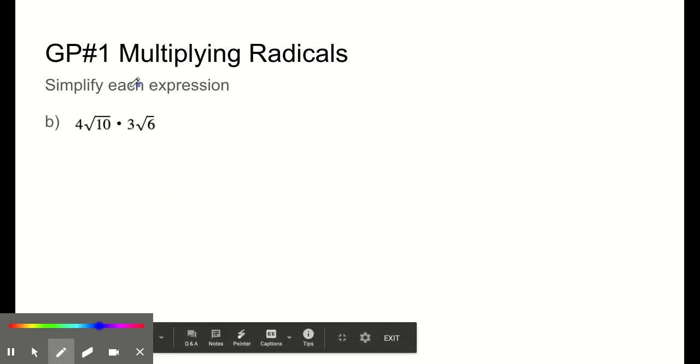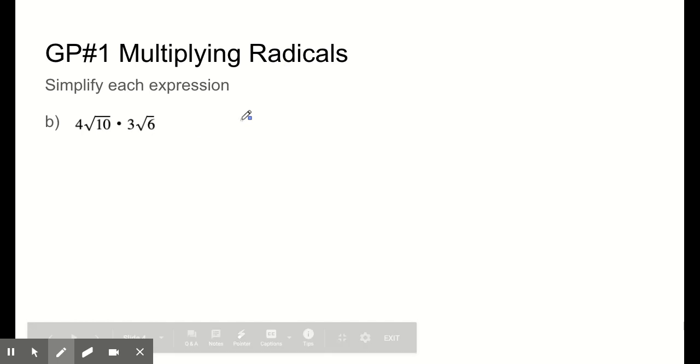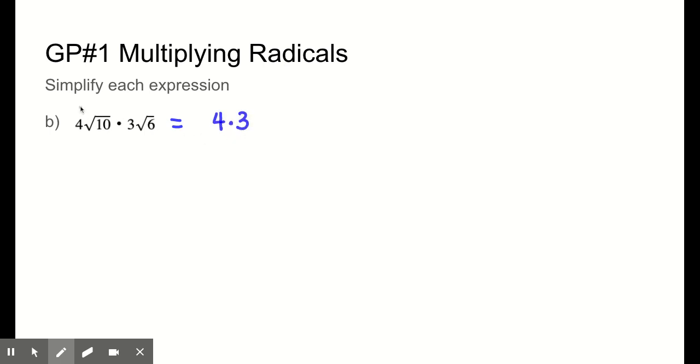All right, here, now that we have coefficients, it's very similar. We still can only multiply numbers under the radical with other numbers under the radical. So what I'm going to do here is separate these. So we're going to have 4 times 3 on the outside because those are both outside numbers. And then on the inside, using the rules of radicals, we're going to have 10 times 6. So I like to say we multiply outside numbers with other outside numbers and inside numbers with other inside numbers.